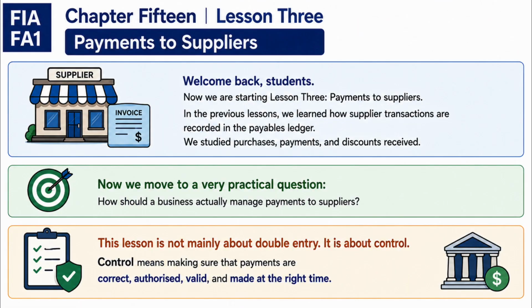Now we are starting Lesson 3, Payments to Suppliers. In the previous lessons, we learned how supplier transactions are recorded in the payables ledger. We studied purchases, payments, and discounts received. Now we move to a very practical question. How should a business actually manage payments to suppliers? This lesson is not mainly about double entry. It is about control. Control means making sure that payments are correct, authorized, valid, and made at the right time.